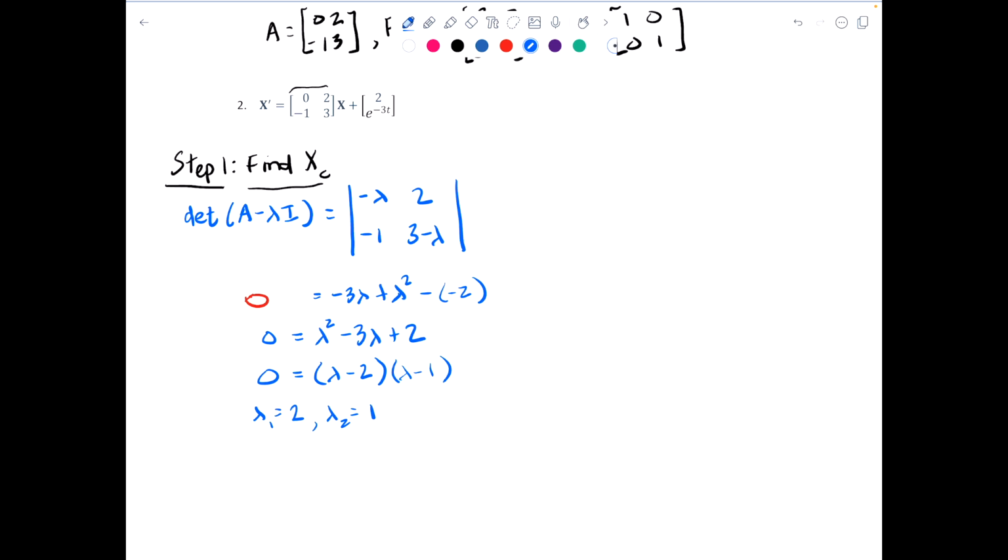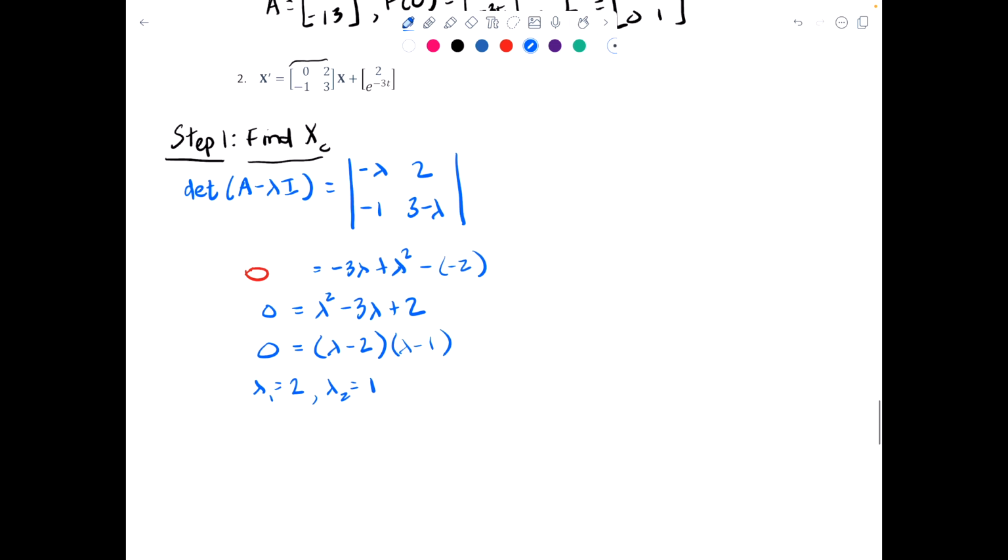By the way, it doesn't matter which one you find first. I'm sure that's a question that might be burning in your mind. You'll just have your C1 and C2, the matrices with the C1 and the C2 will be switched. So don't worry about it. Okay, so keeping it going, we have eigenvalues found, right?